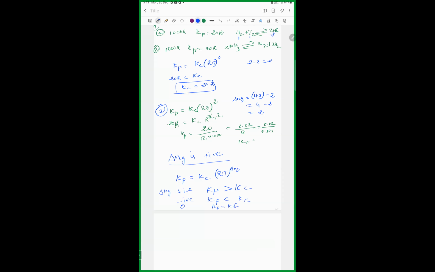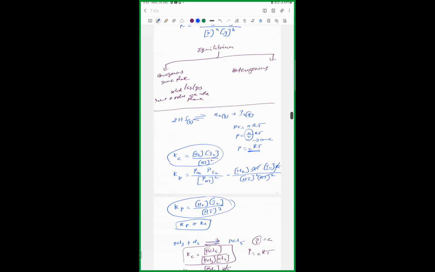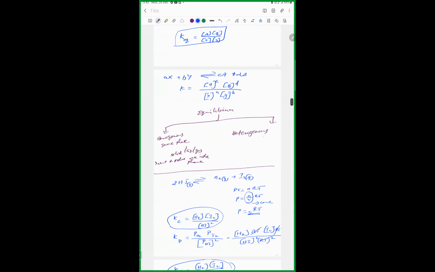Now we are going to see the heterogeneous equilibrium. So far we have seen the homogeneous equilibrium. Equilibrium can be homogeneous or heterogeneous. Homogeneous means they are in the same phase, for example all the reactants and products are in only one phase, either solid, liquid or gas. If it is heterogeneous, they are in different phases. So it may be solid-liquid, liquid-gas, or solid-gas.